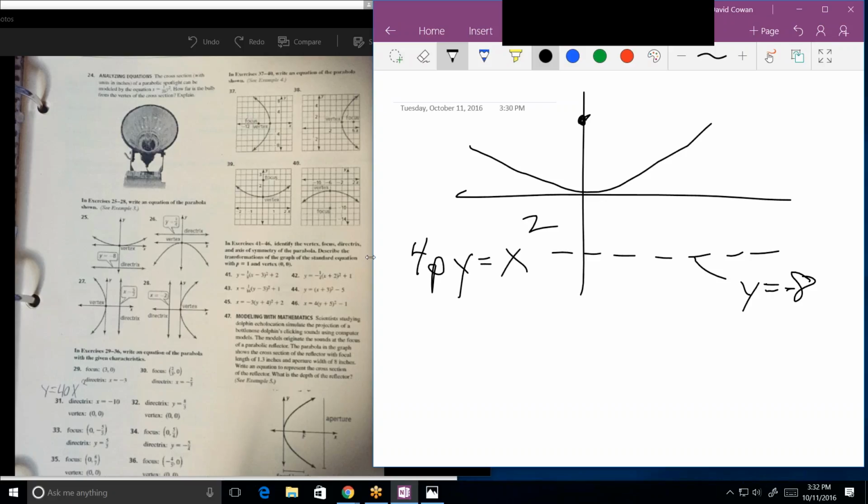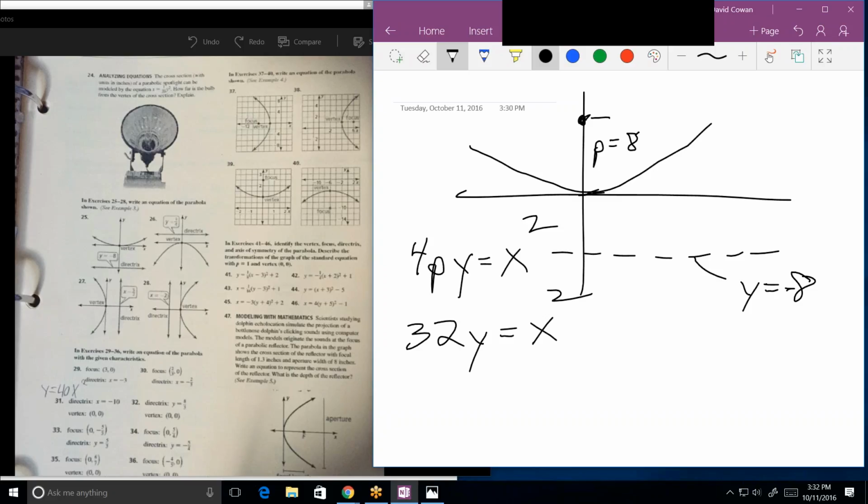The equation, not y equals 8. I know that P, this distance right here, is P. And that's P equals 8. Okay, now I just plug it into this equation. So we have 32y equals x squared, and that's the equation of that parabola. Okay. Pretty easy.